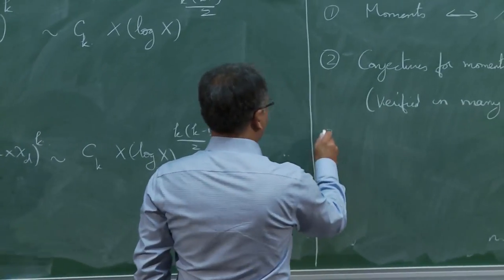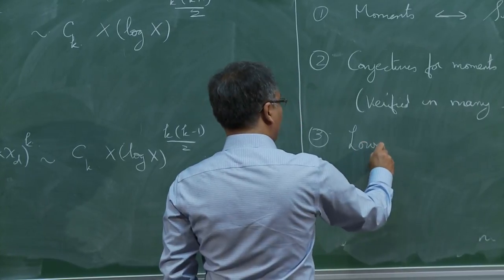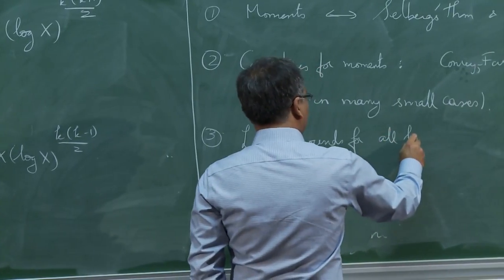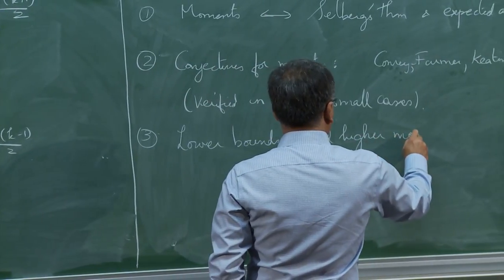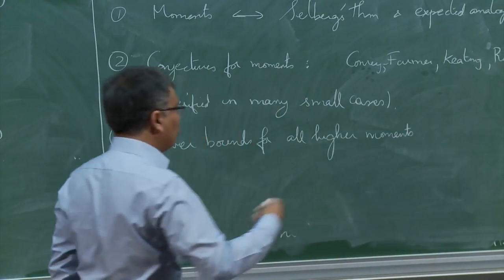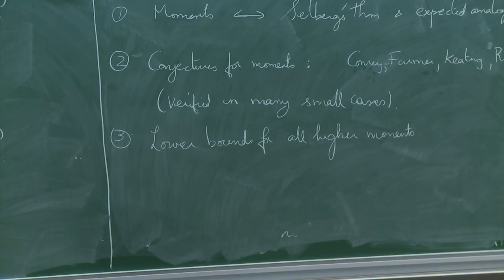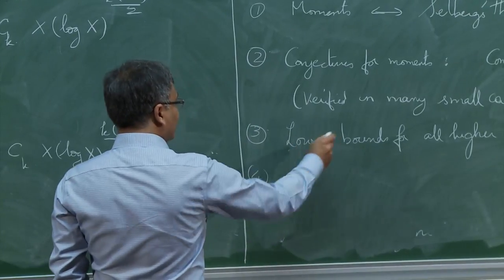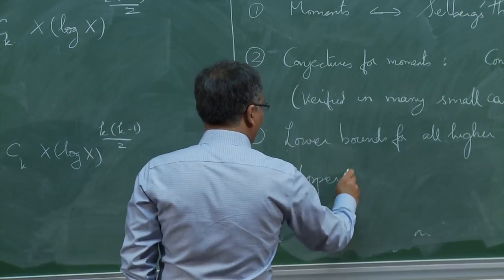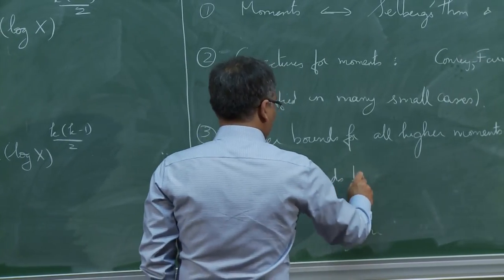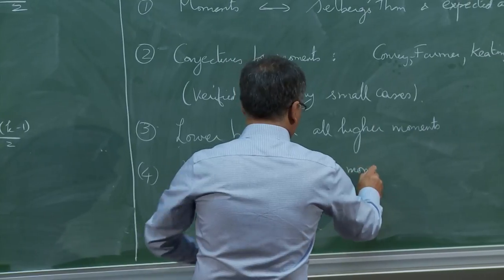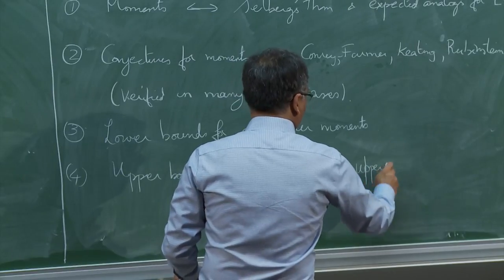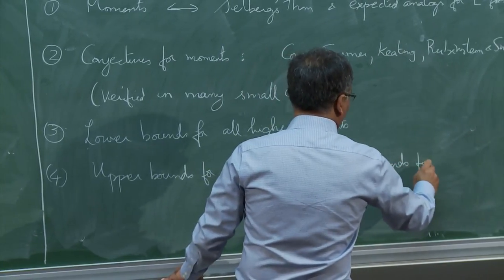And then we have general techniques which allow us to give lower bounds for all higher moments. In other words, if you know some moment and you have a little bit to spare, then you can get lower bounds of the right order of magnitude for all higher moments than that. And the fourth one would be a complementary principle to this: if you have upper bounds for some moment, then that implies automatically that there are upper bounds for all smaller moments.